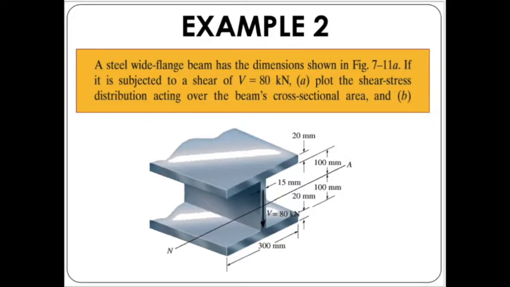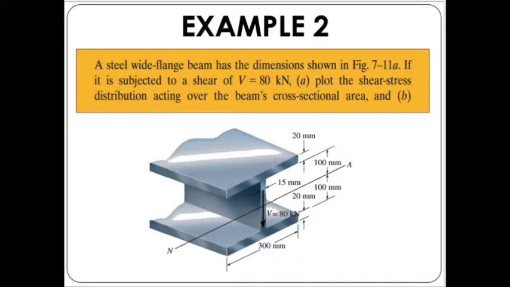Example 2. A steel wide flange beam has the dimensions as shown in the figure. If it is subjected to a shear of V equals 80 kN, plot the shear stress distribution acting over the beam's cross-sectional area. As you can see here in this figure, we are given an I section.